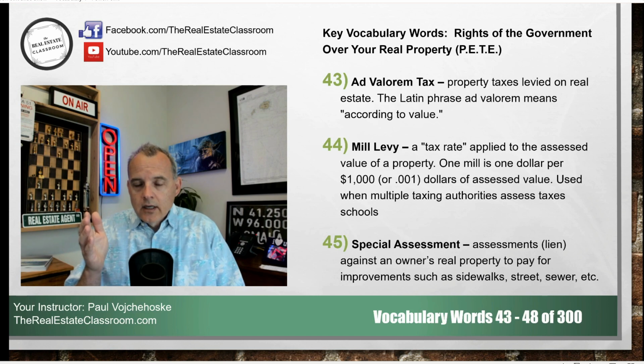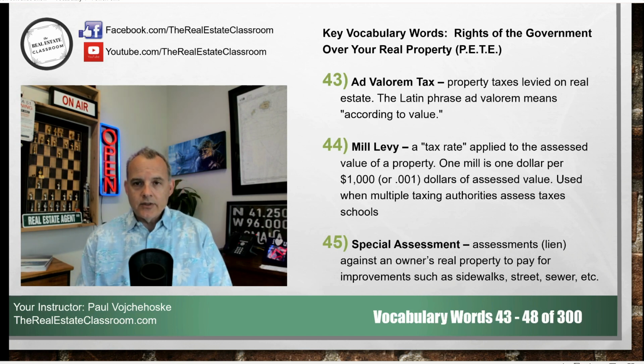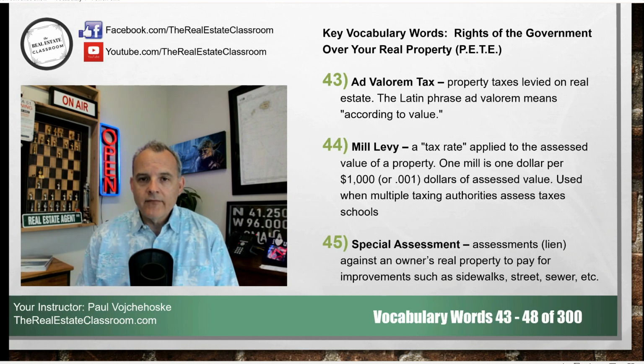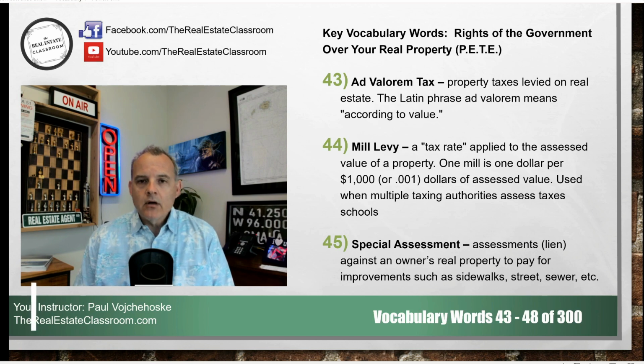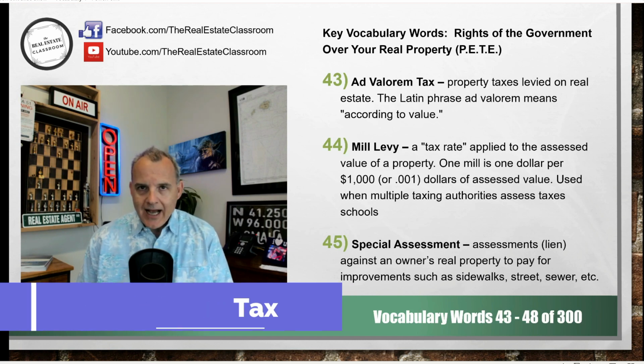And the keywords we're going to discuss today evolve around those exceptions and those restrictions. And the first one is number 43 of 300. It's called the ad valorem tax. Ad valorem tax literally means in Latin, according to value.